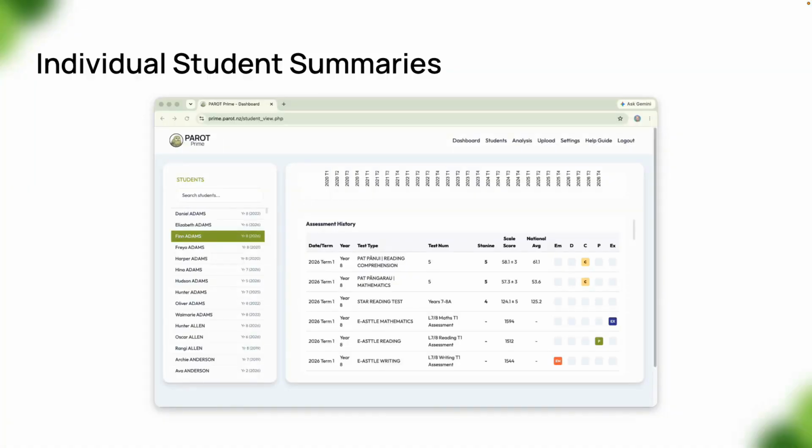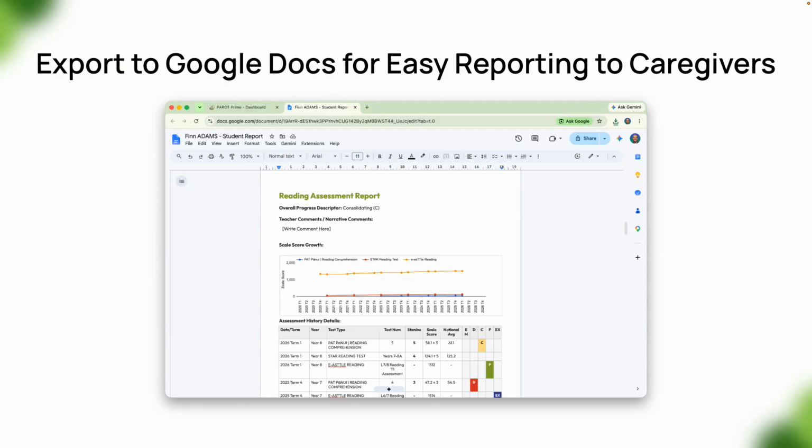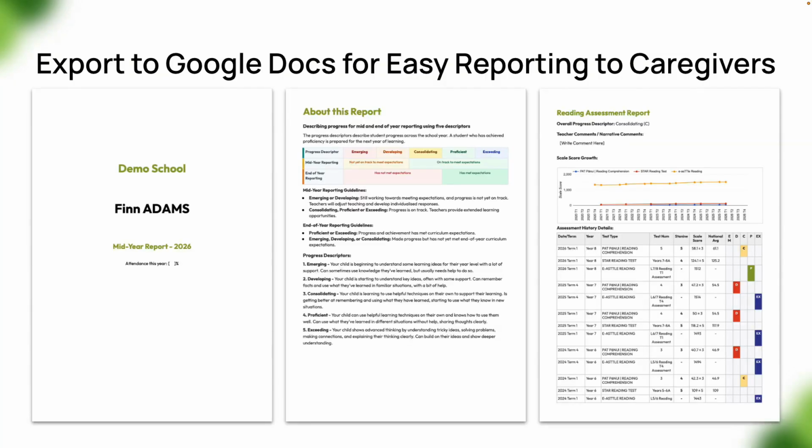ASTL data. And then we also get a nice little table of the data so we can see what tests they've done, what stanines and scale scores they got, what the national average was for those tests, and then where that would map in terms of emerging, developing, consolidating, proficient, and exceeding, or one of those words. It also exports through to a Google Doc for easy reporting to caregivers. This isn't really designed for secondary schools so much, but those small primary schools that don't have good, robust procedures in and around their reporting.